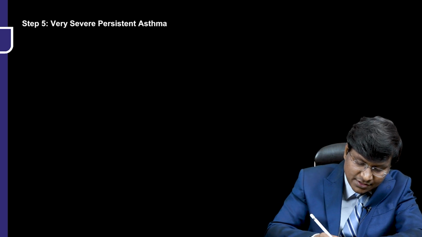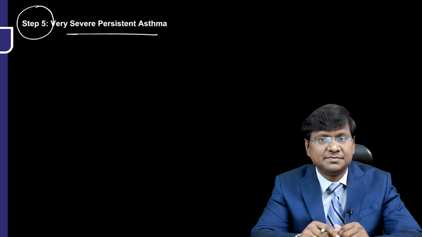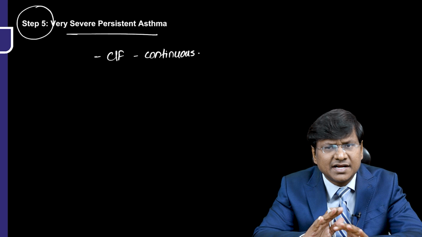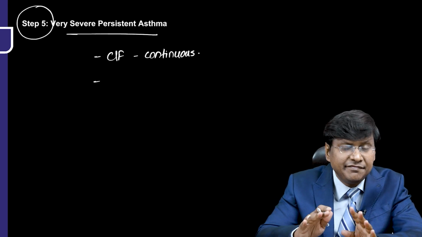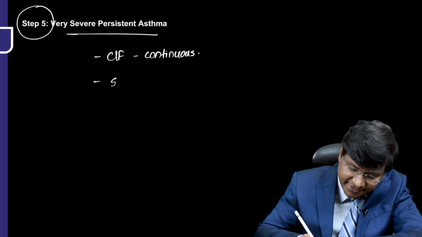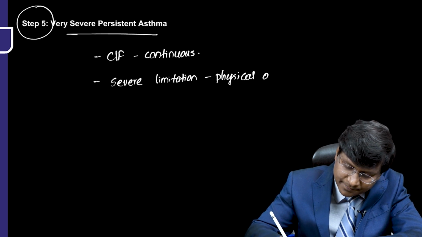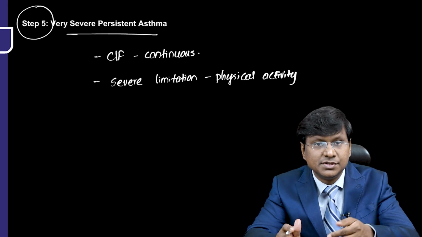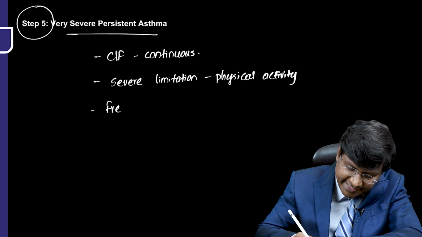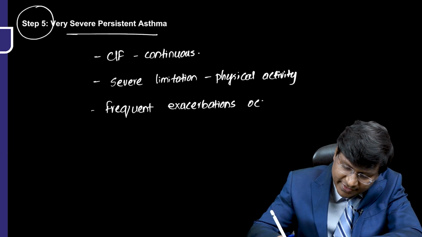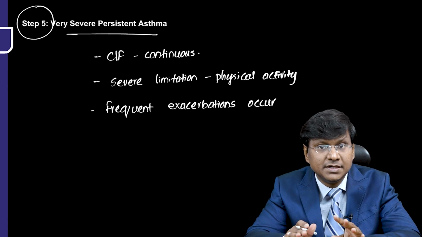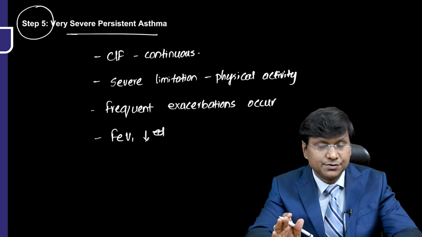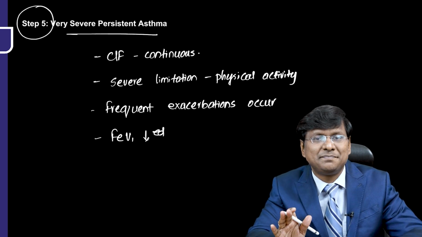And step 5 will be very severe persistent asthma. Here, the symptoms are continuous, and there is severe limitation of physical activity. And what about the exacerbations? There will be frequent exacerbations as well. And what about FEV1? The FEV1 is severely reduced. That is your step 5, which is very severe persistent asthma.